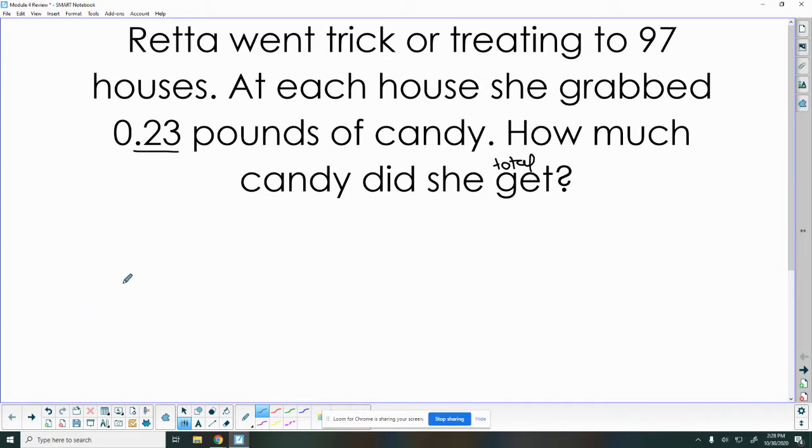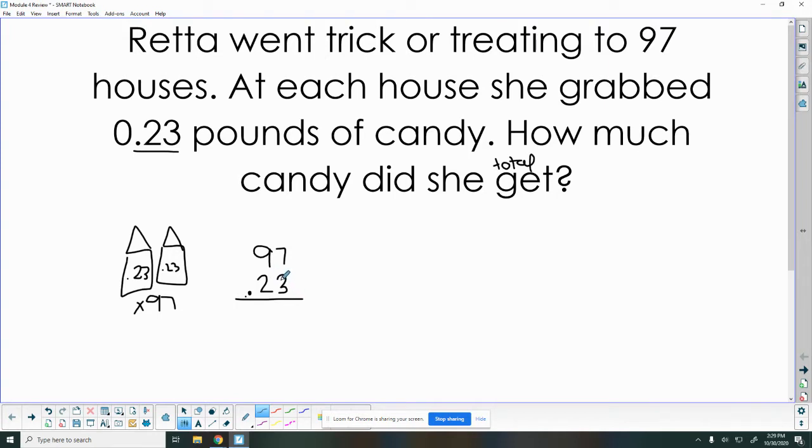So I can think about this is that she went to the first house and got 0.23 pounds of candy. She went to the second house and got 0.23 pounds of candy. So I could keep on going for 97 houses, but that's a lot. I also could just think about it as she did this 97 times. So I can take 97 and times that by 0.23. I chose to put 23 on the bottom because it's easier to multiply by 2 and 3.